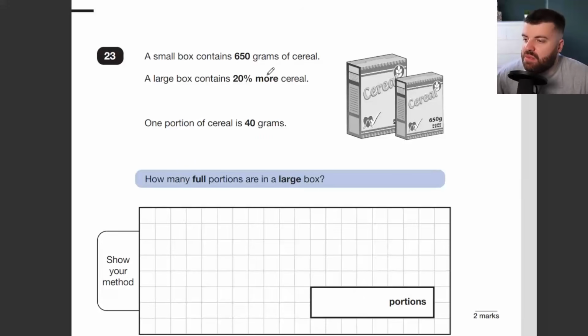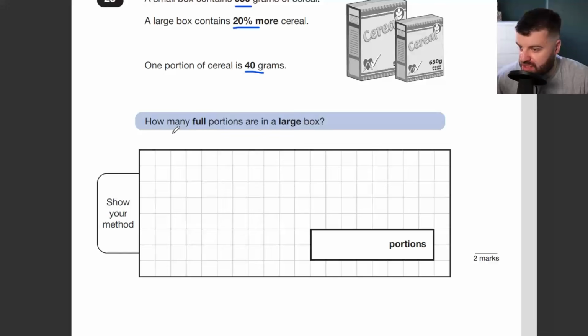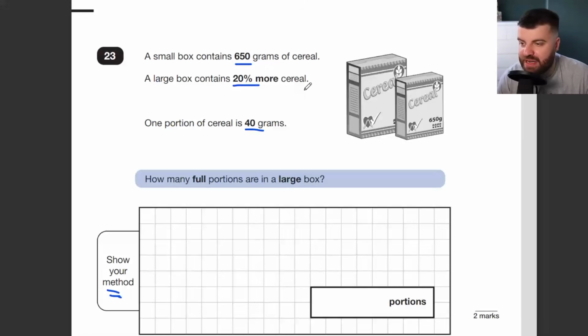Question 23. A small box contains 650 grams of cereal. A large box contains 20% more. One portion is 40 grams. Lots of information. So let's go to the question now and find out what we've got to do. How many full portions are there in a large box? Show your method. So the first job is to work out how many grams are in a large box. So 20% more. So we need to find out 20% of 650.